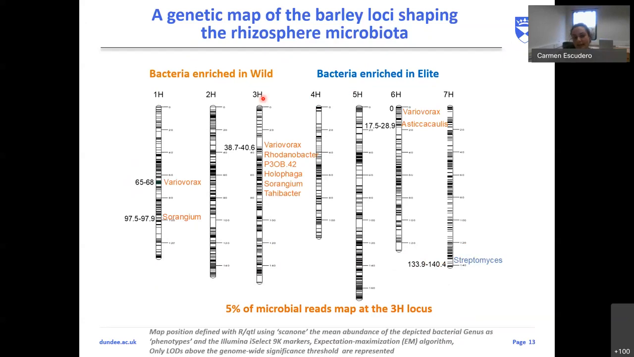Represented in orange is the bacteria enriched in the wild parent, and in blue, the bacteria mapping that was enriched in the elite parent. We can see that limited loci support the microbial recruitment, but we were surprised to see that this locus in chromosome 3H is associated with up to 6 taxonomically unrelated bacteria. This represents 5% of the microbial reads mapping on this 3H locus, and so we were interested in prioritizing this locus for further study.